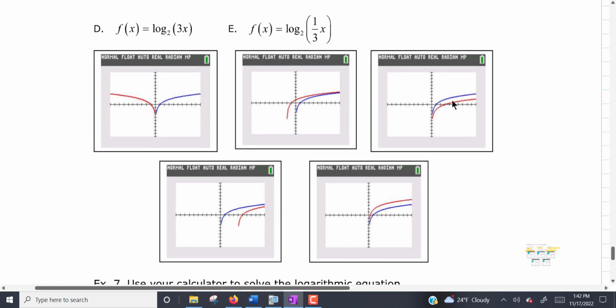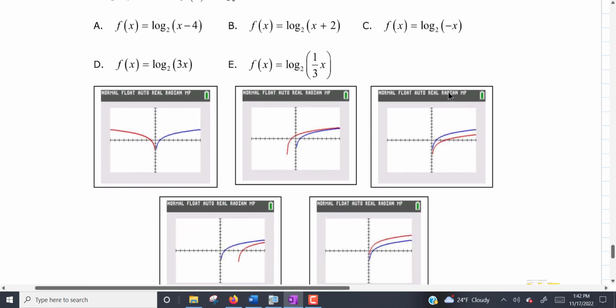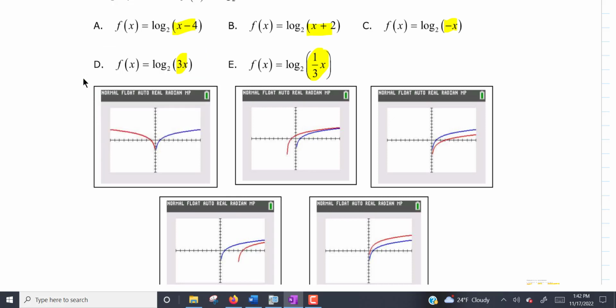And then I want you to do the same thing on the next page. Everything is inside the function on the next page. So you're going to be looking at horizontal, left, right, stretch, shrink, stuff like that. Okay, and again, the given graph is the one that's in blue.